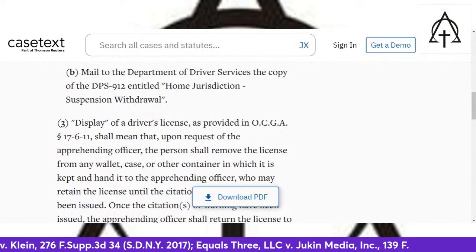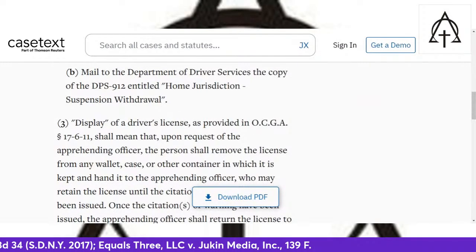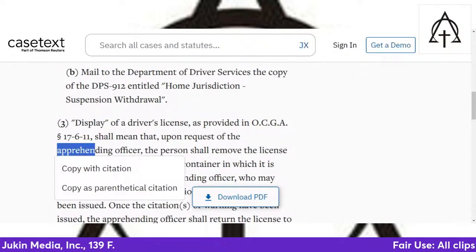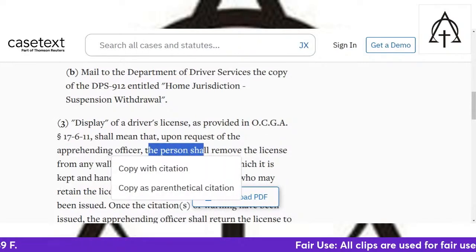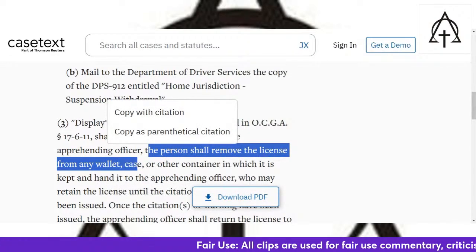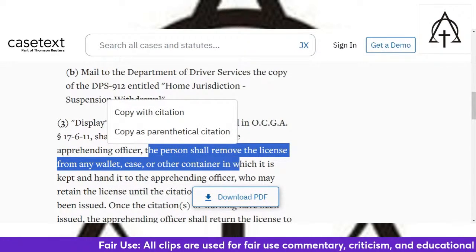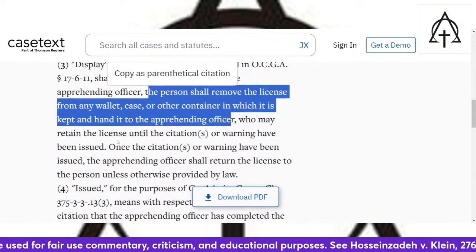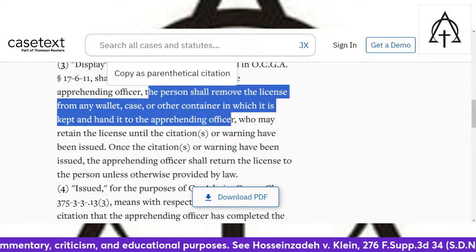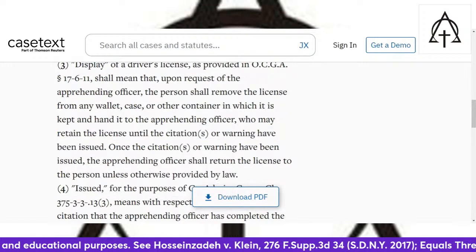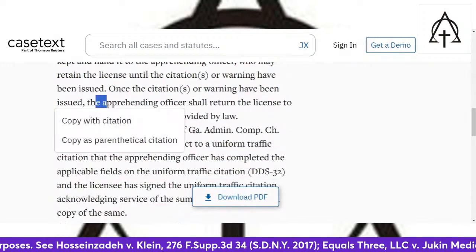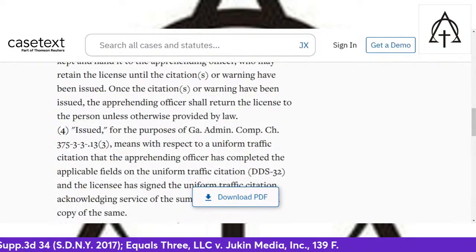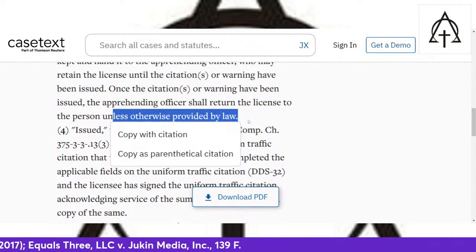Display of driver's license as provided in OCGA 17-6-11 shall mean that upon request of the apprehending officer, the person shall remove the license from any wallet, case, or other container in which it is kept and hand it to the apprehending officer, who may retain the license until the citations or warning have been issued. Once the citation or warnings have been issued, the apprehending officer shall return the license to the person unless otherwise provided by law.